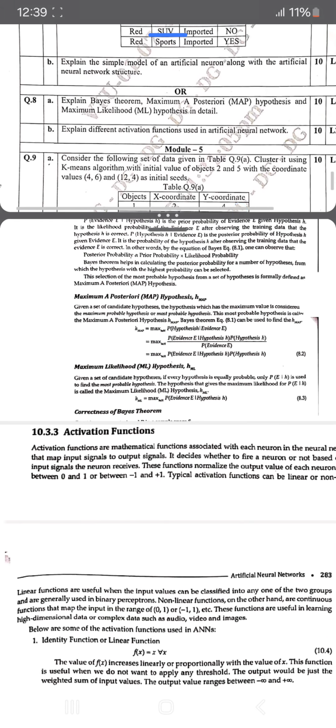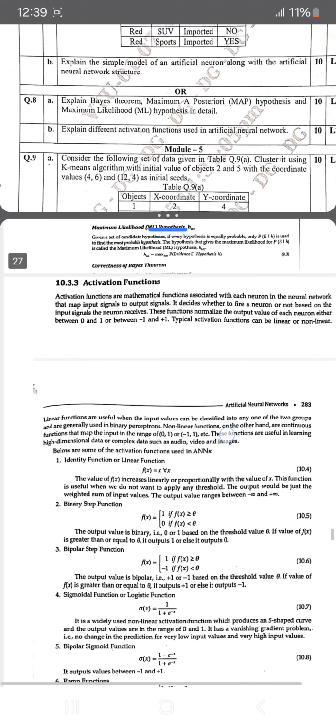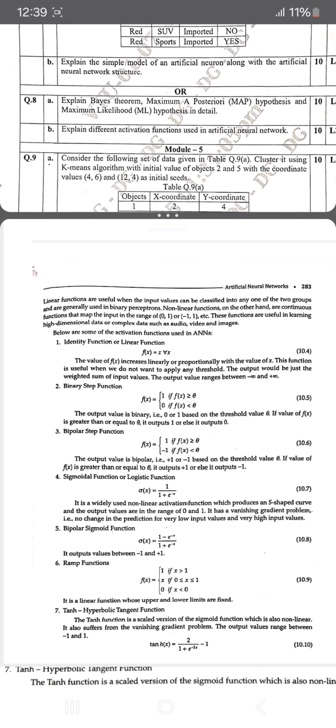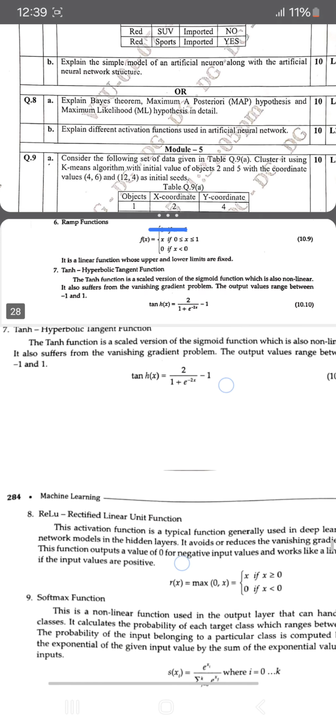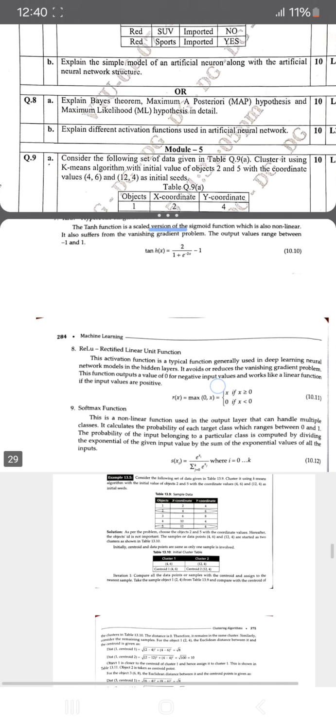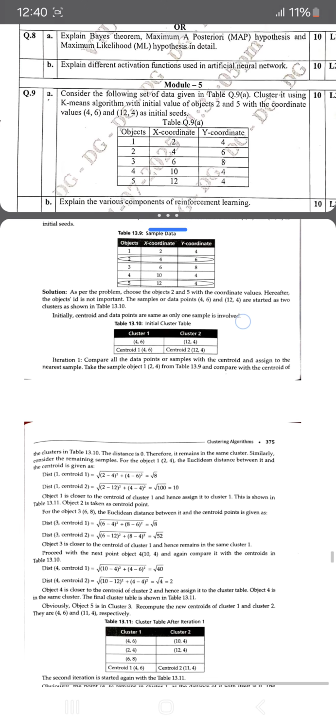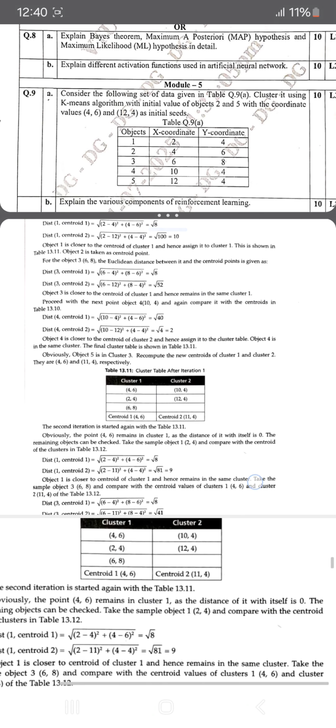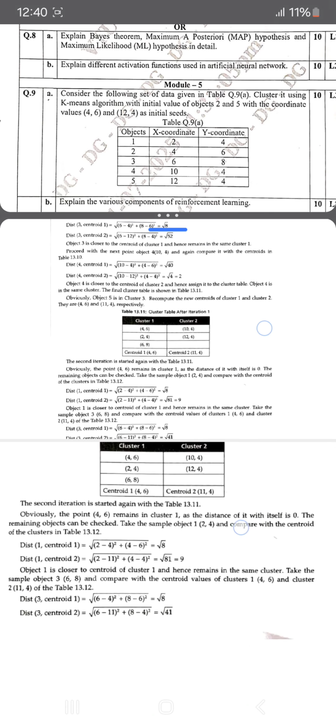Then go for the different activation functions. Here are the total 9 different activation functions. You need to write all 9 with formula and explanation. Then 5th module, numerical. See, here is the solution for it. This is also from our model question paper.